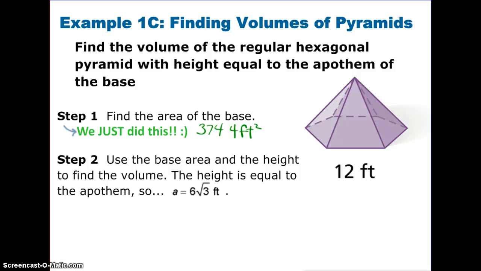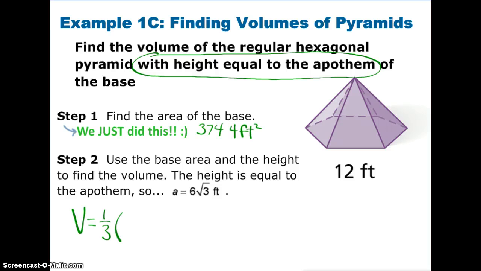In the problem, it did not give us a numerical value for the apothem. However, it says with a height equal to the apothem of the base. So we actually found the apothem to be 10.4 feet. So the volume is going to be equal to 1/3 times the area of the base, which is 374.4, and then times the height. Well, the height was just the apothem according to the directions. So our apothem was 10.4. And then we will type this in our calculator for our solution.